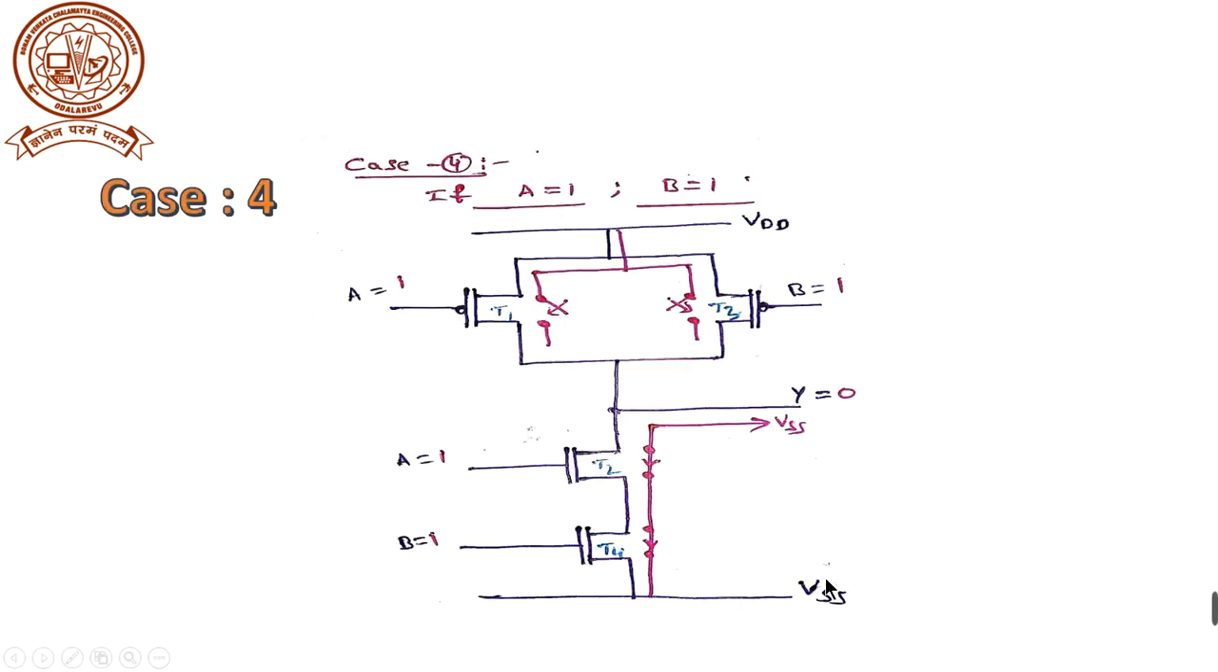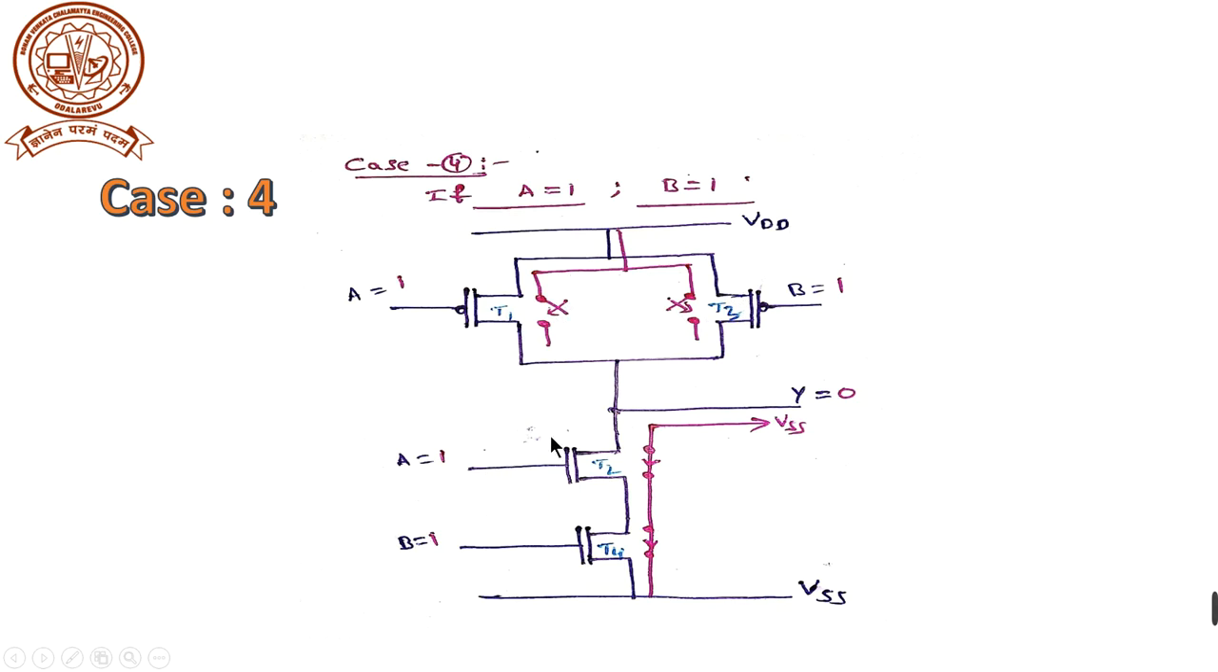Now finally the last condition, case 4, both the inputs are logic 1. What will happen when both the inputs are 1? Simply see here, A equal to 1 and B equal to 1. Both the transistors T1 and T3 are in off state. That means both act as open switches. If both the transistors are open, there is no current flow through the transistors T1 and T3.